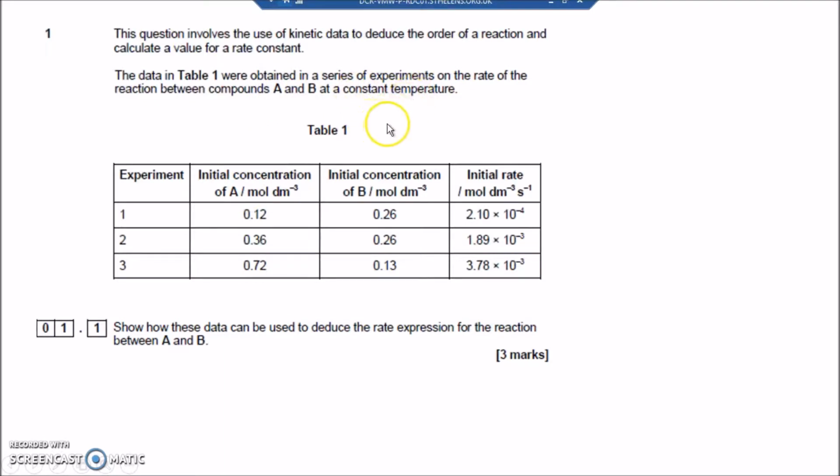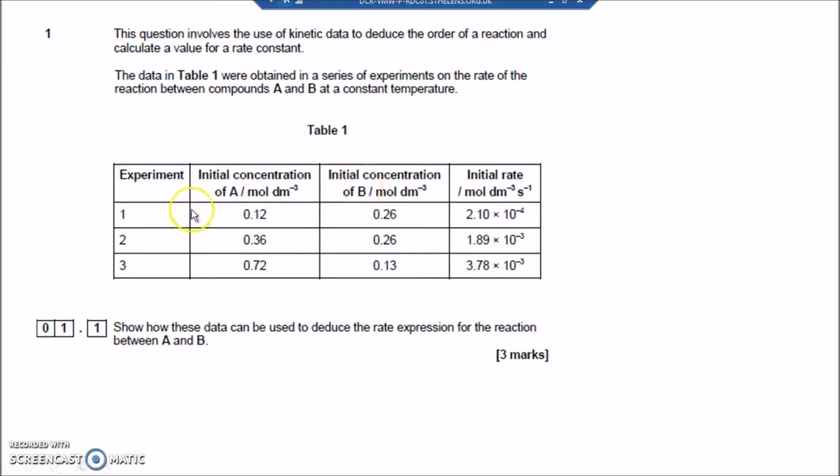So rate equals k, which is the rate constant, multiplied by the concentration of A raised to a power. The power that A is raised to is called the order with respect to A. So rate equals k, concentration of A to some power, and then multiplied by the concentration of B to a power, and the power of B is the order with respect to B.